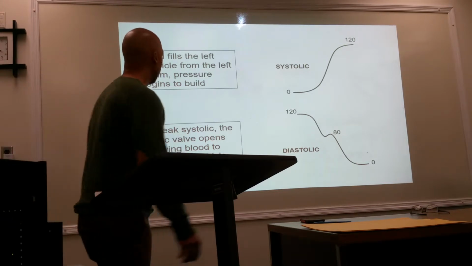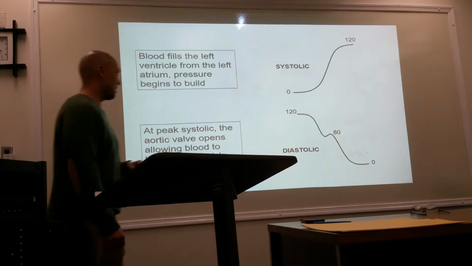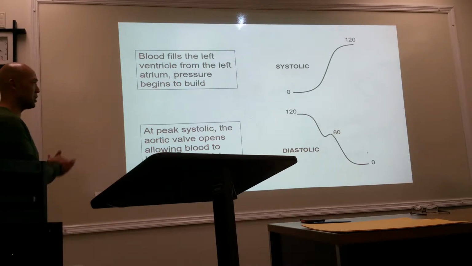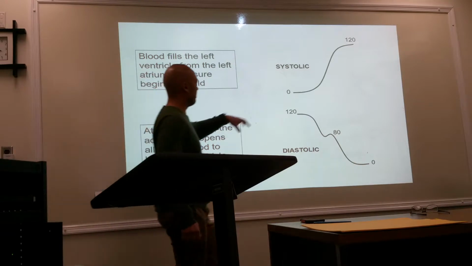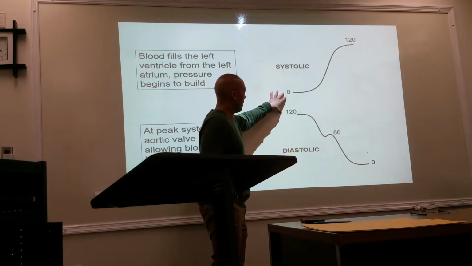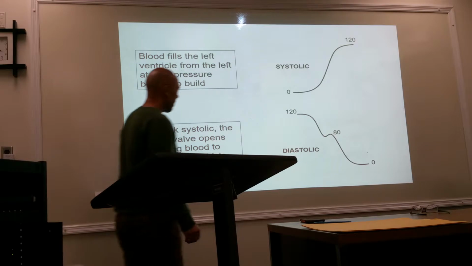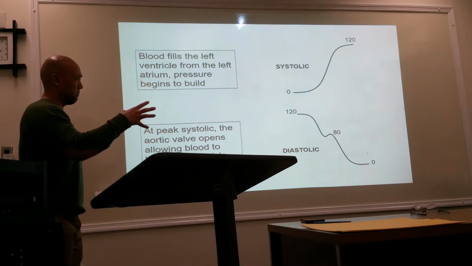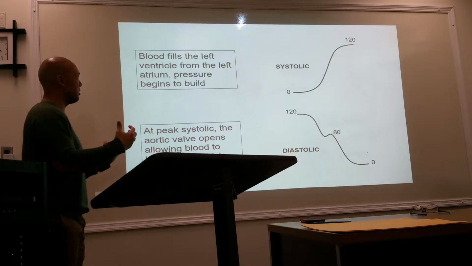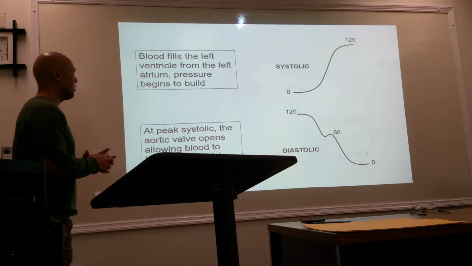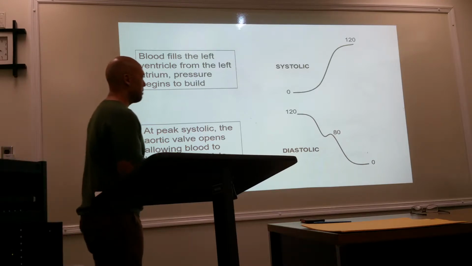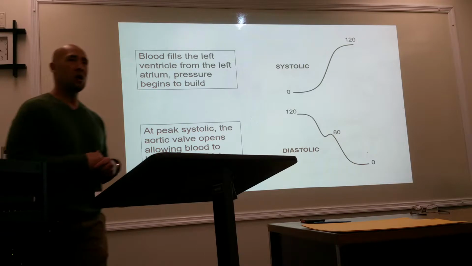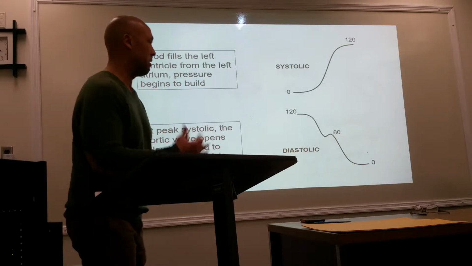So this is how the left ventricle looks as it empties and begins to pump the blood out. So here we have systolic pressure. When the chamber starts to fill up, pressure starts at approximately 0, and then as it begins to fill up with blood, the pressure also increases. So the blood fills the left ventricle from the left atrium, pressure begins to build until it reaches maximum systolic pressure, causing the aortic valve to open.